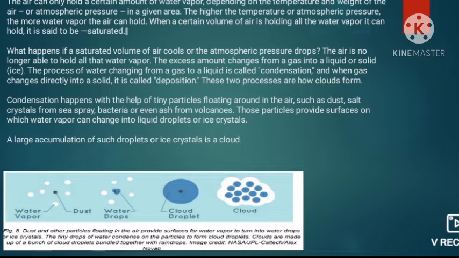This figure represents how dust and other particles floating in the air provide surface for water vapor to turn into water drops or ice crystals. The tiny drops of water condense on the particles to form cloud droplets. Clouds are made up of a bunch of cloud droplets bundled together with raindrops.